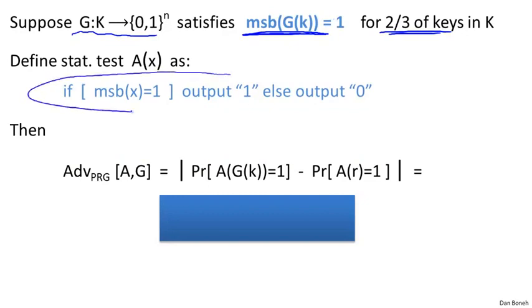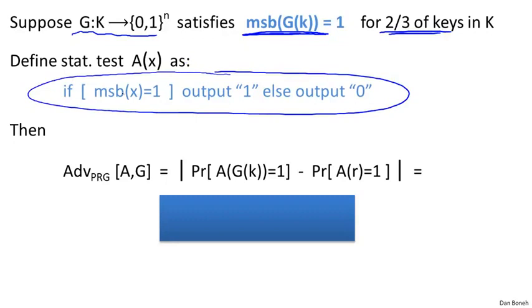The statistical test basically says, if the most significant bit of the string you gave me is 1, I'm going to say 1, meaning I think it's random. If the most significant bit of the string you gave me is not 1, namely 0, I'm going to say 0. Now my question to you is, what is the advantage of this statistical test on the generator G? Remember, I just wrote down the definition here again, and I'll let you think about this for a second.